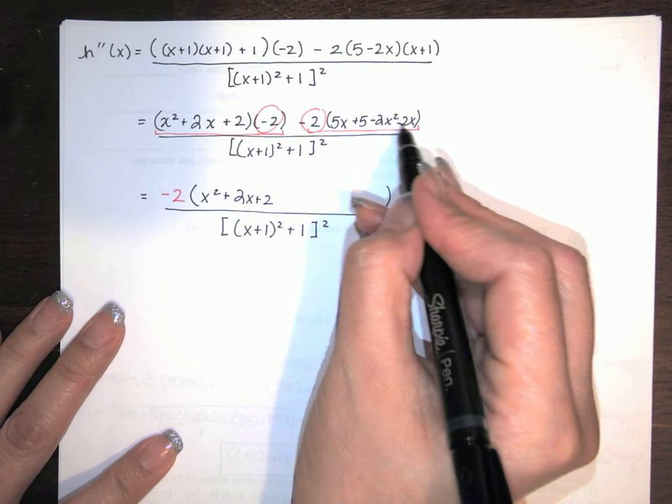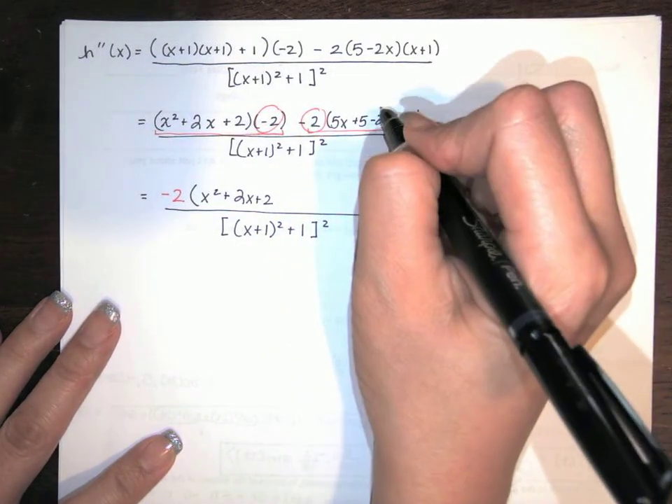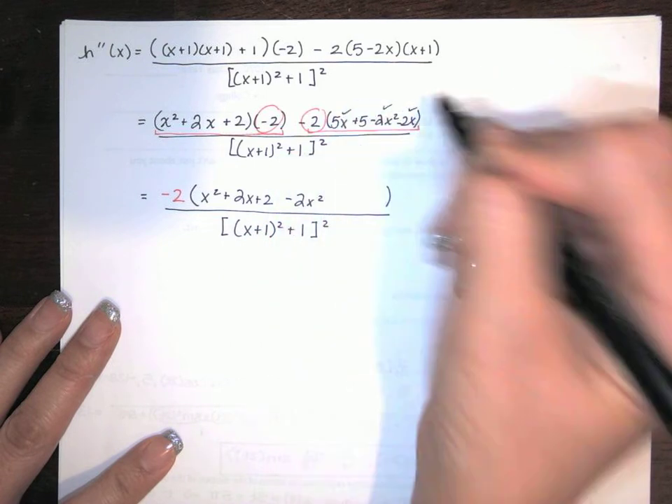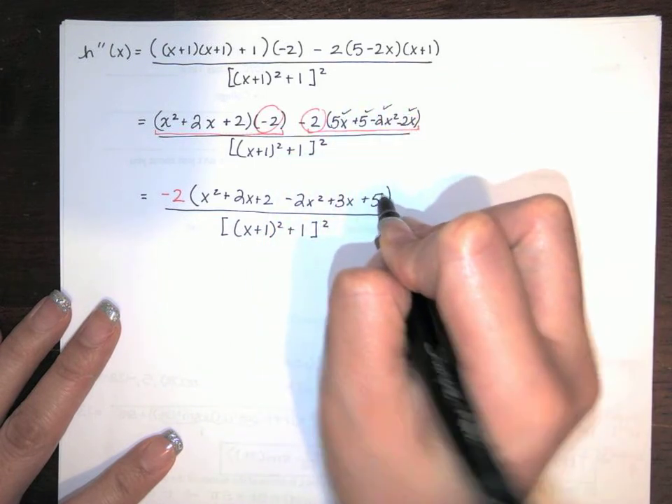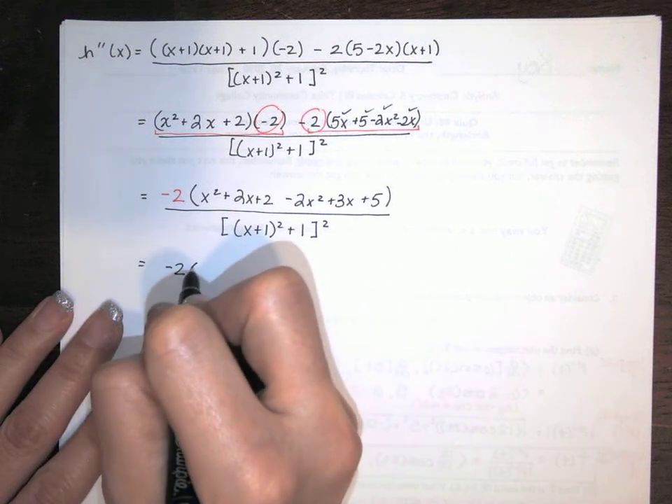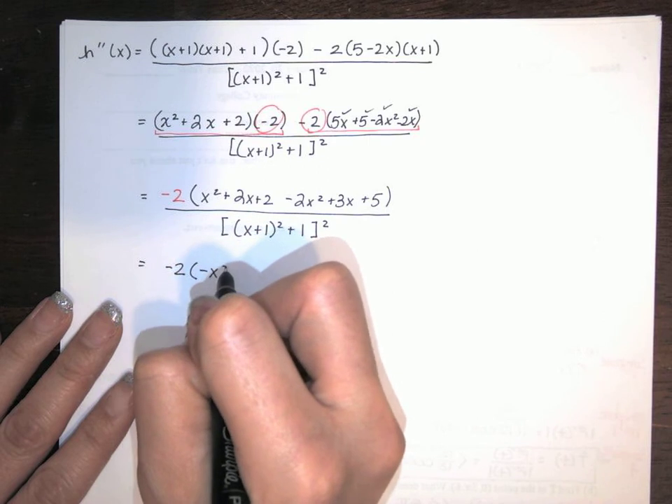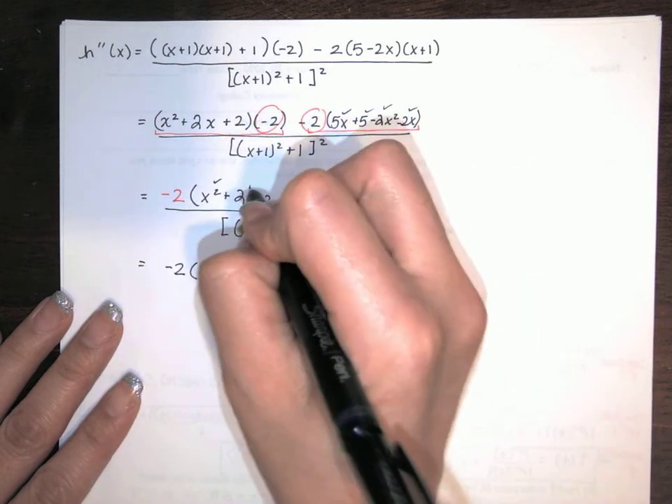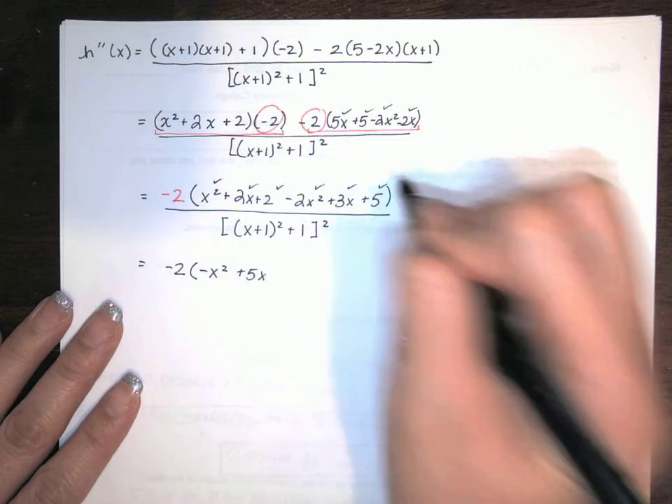Negative 2 times all of this gives me the second term. So I've got a minus 2x squared. 5x minus 2x is 3x. And then we have a 5 there. So I have negative 2 times this. X squared minus 2x squared is negative x squared. 2x and 3x are 5x. And 2 plus 5 is 7.